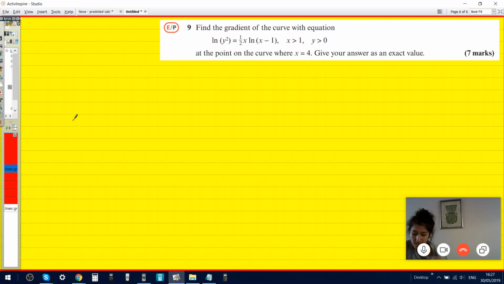Okay, so ln y squared equals half x ln. Mate, this looks quite hard. I want to do this. At the point on the curve where x equals 4, give your answer as exact. So ln y squared, is that the same as 1 over y squared dy over dx? Yes, and there's one more thing. What is the derivative of y squared? Oh, so 1 over 2y. I believe it's 1 over y squared.